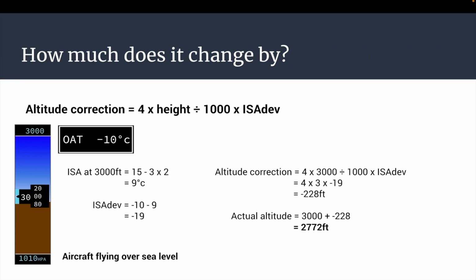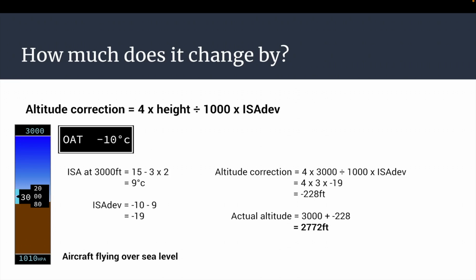So our altitude might be indicated as 3,000 feet, but our true altitude is over 200 feet less at 2,772 feet. And that's great. In reality, when it comes to the practice of knowing this, we tend to do the reverse. We change actual to indicated so that we know what indicated altitudes we fly in order to get an actual altitude that we want.